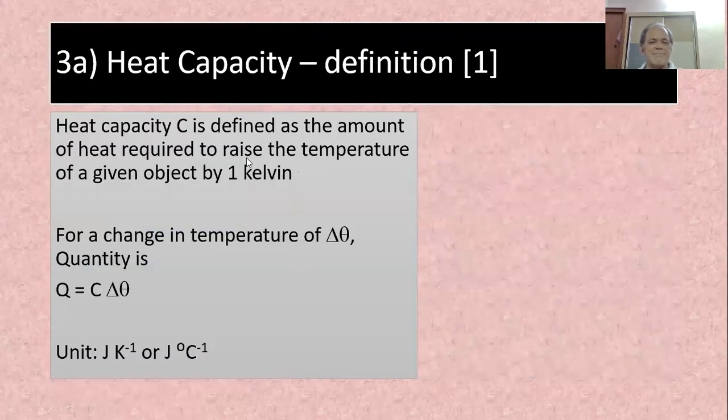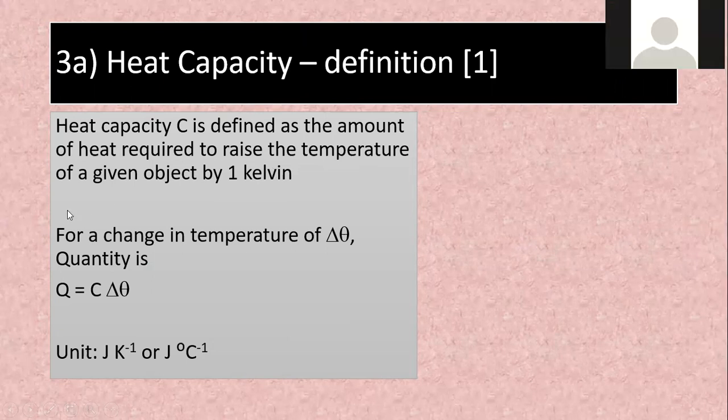So we define heat capacity, capital C, as the amount of heat required to raise the temperature of a given object by 1 Kelvin. That means the bigger swimming pool needs more, the smaller one needs less, right? So for a change of temperature delta theta, the quantity of heat is just C times delta theta. The unit of C is joule per Kelvin, or joule per degree Celsius.